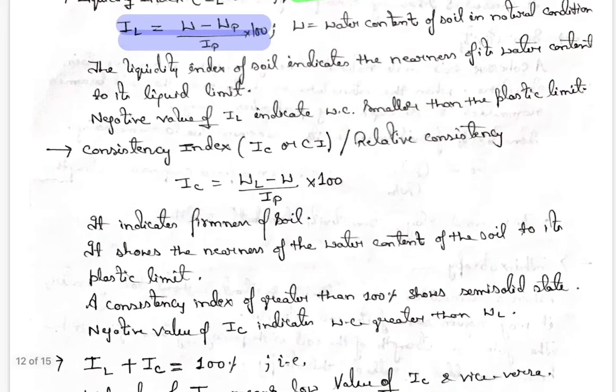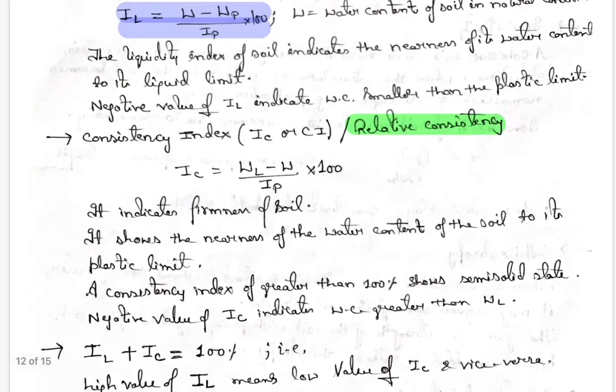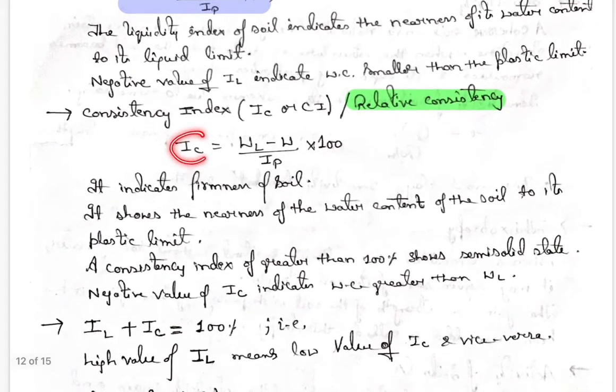Next is consistency index. It is denoted by IC or CI. It is also known as relative consistency. It is defined as IC, that is consistency index, is WL minus W upon IP into 100. It is liquid limit minus W, where W is water content in the natural state of the soil, divided by plasticity index into 100.